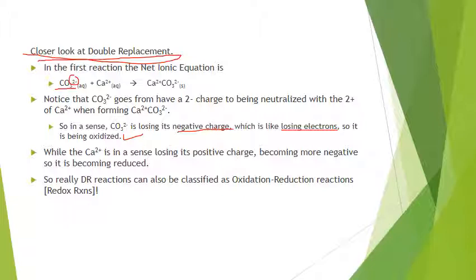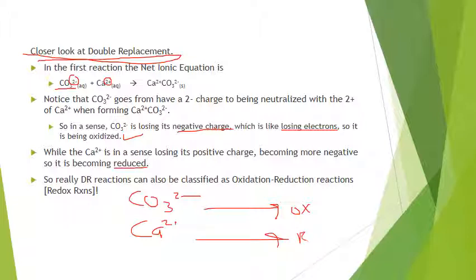The calcium, on the other hand, looks like it's losing its 2 plus charge, which means it's becoming more negative. And when you become more negative, you become reduced. So what we get here is the carbonate looks like it's getting oxidized, and the calcium looks like it's getting reduced.